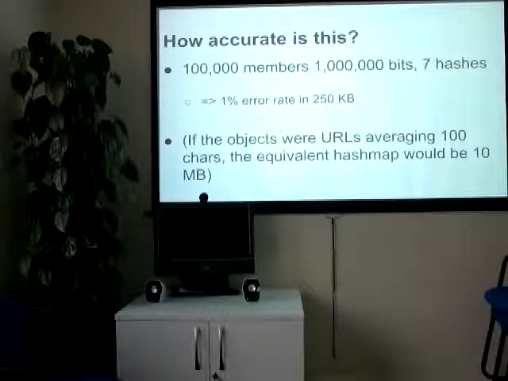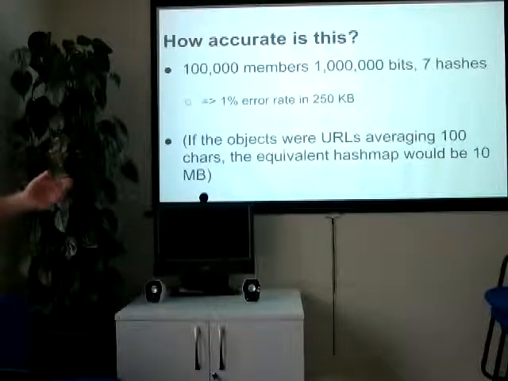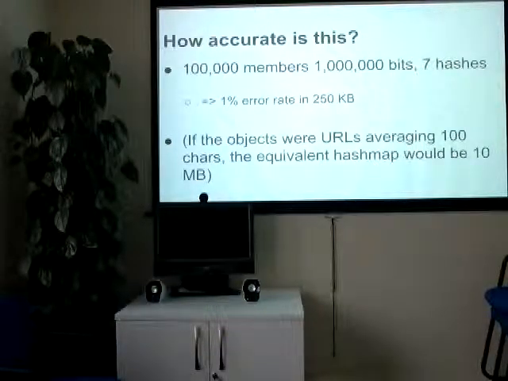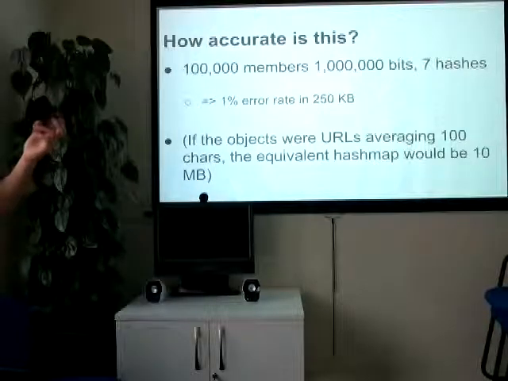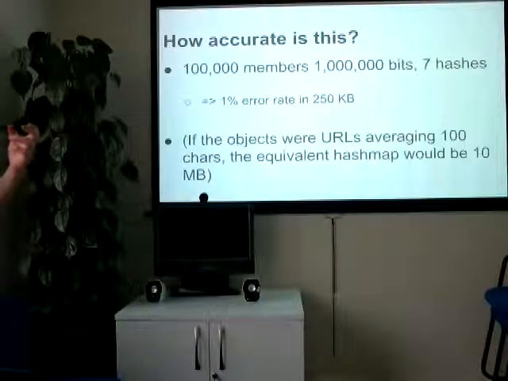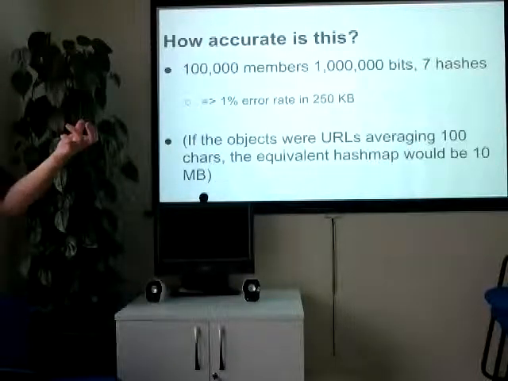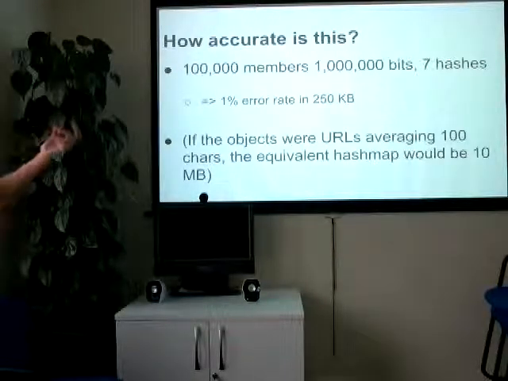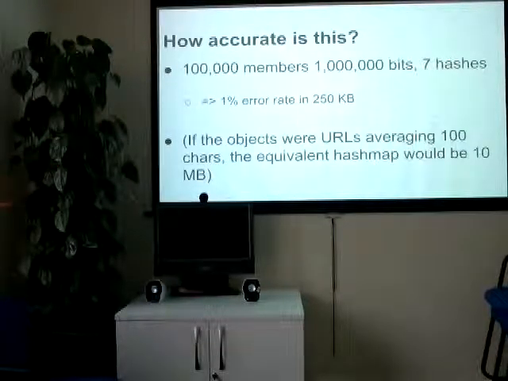Suppose I have a list with 100,000 members in it, 1 million bits in my bit vector, and 7 hashing functions. That gives me a 1% error rate. So that lets me take 100,000 objects and put them into the map. I'm guaranteed to be completely accurate in my negative result. So if I ask the map, do you contain this string, and it says no, there is no error on that. It does not contain the string. If I say yes, then there is a 99% chance that that particular string was added into the map.